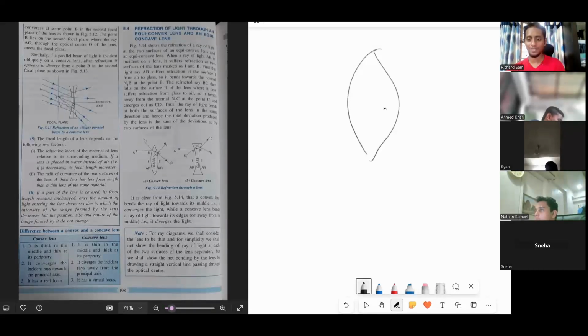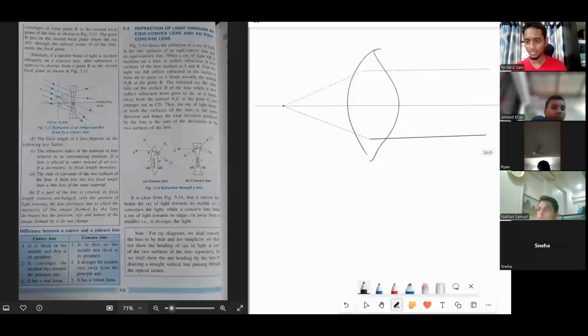Okay, look. This is the principal axis, this is the convex lens. If this is one ray, then another ray is on the principal axis, and this is another ray. Now these rays will go parallel to the principal axis. So this point here is F1. If rays of light are passing through this point, after refraction, they become parallel to the principal axis. So that point from where they started off is the first focal point.